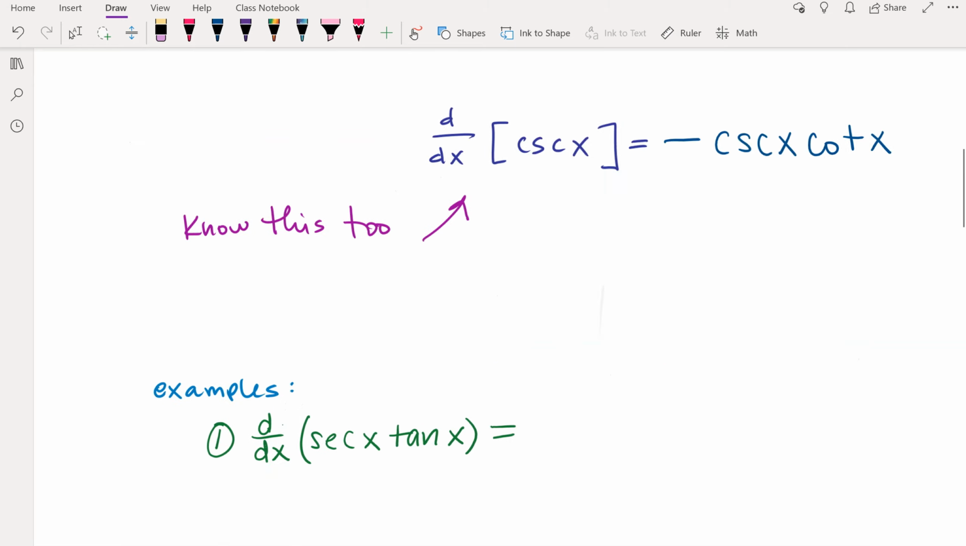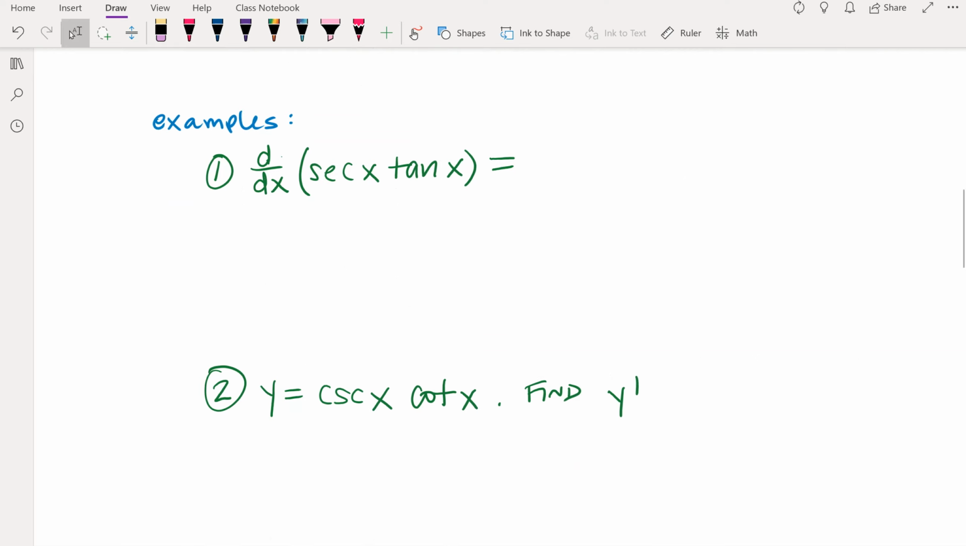Okay, now let's do a few examples with these. The first one is we're taking the derivative of secant tangent. Not to be confused with the derivative of secant. The derivative of secant is secant tangent, but here we're trying to take the derivative of secant tangent. Notice that this is two functions being multiplied. So what rule should we use? The product rule. We're going to do the derivative of the first times the second, plus the derivative of the second times the first.